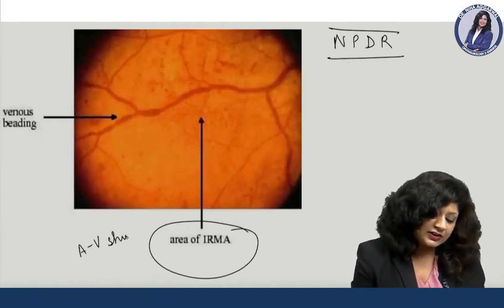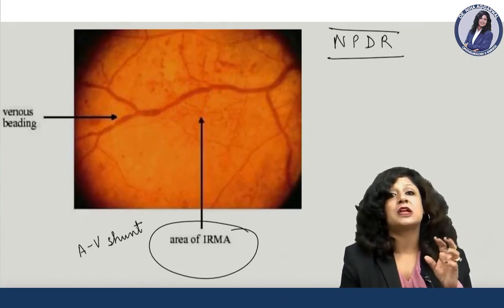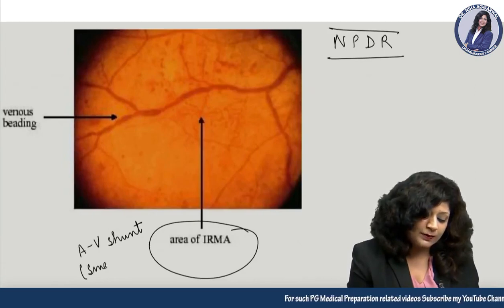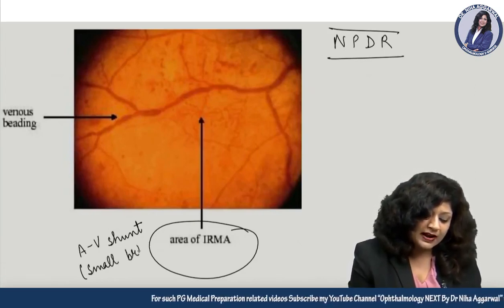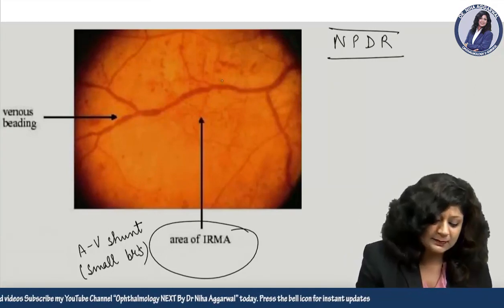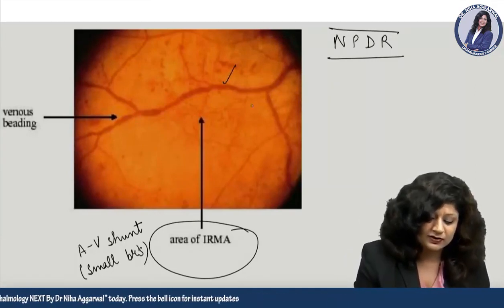This is the shunt, but it is not found in the major blood vessel. They are found in the small branches, the small branches that are actually coming from the major blood vessel. This is a major blood vessel. These are the small branches here.